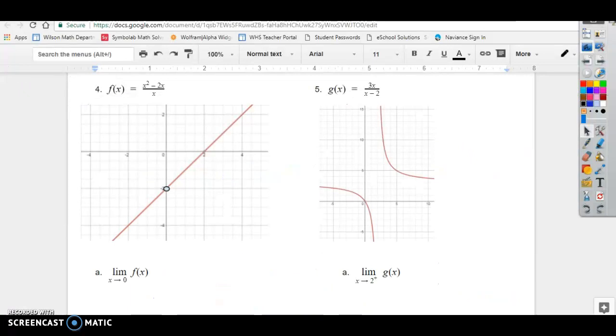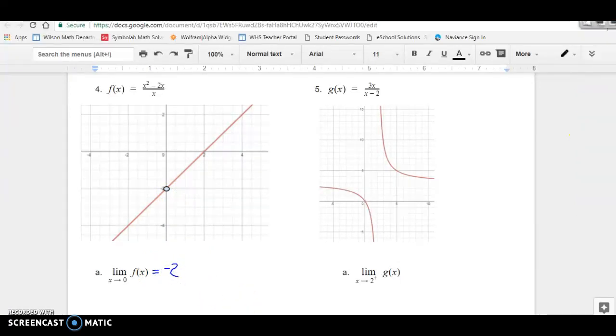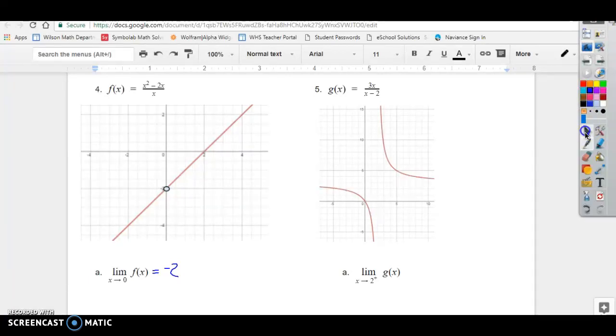Okay, looking at number 4, you're going to do f of x. We're going to do the limit as we approach 0 here. You can see as we approach 0 from the left and the right, it hits here at -2. The second question down here for b, the screen's going to slide a little bit.